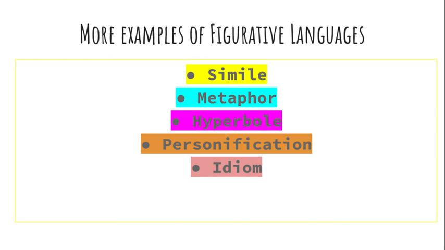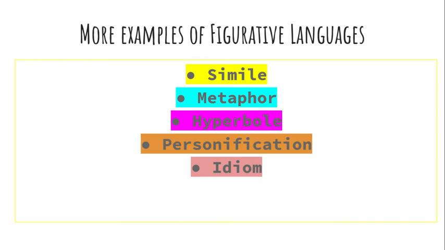Not a simile. Some more examples of figurative languages are metaphors. Remember, a metaphor compares two things, saying one thing was another. All right. This room is an oven.